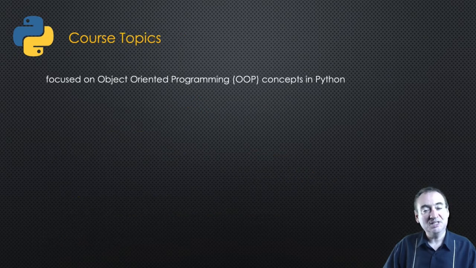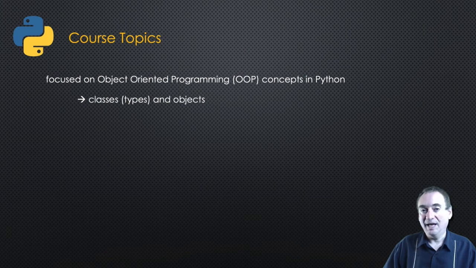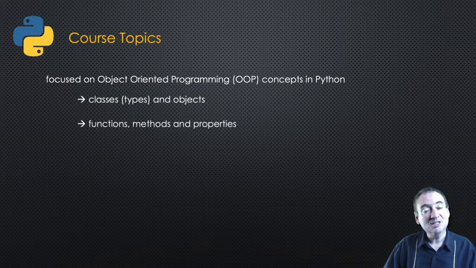So here are the course topics that we're going to cover. We're going to focus on object-oriented programming concepts that are, of course, in Python. So we're going to look at classes or types and objects. We're going to look at how we can create instances of classes, instances of types, and we're going to look at that cycle of what happens when we do a creation and initialization of classes and objects. We'll look at functions and methods and properties and attributes, and we'll separate these data attributes versus these callable attributes because there's a big difference in how they get handled when we're working with classes. So we'll take a look at that in some detail.